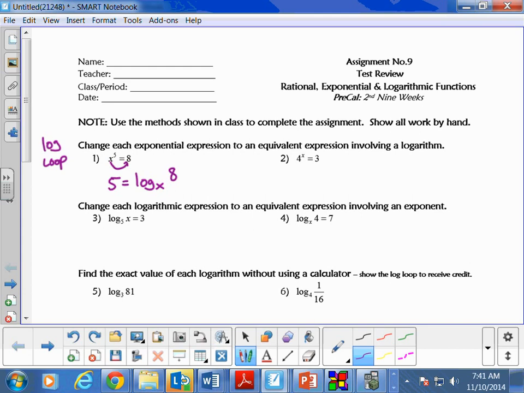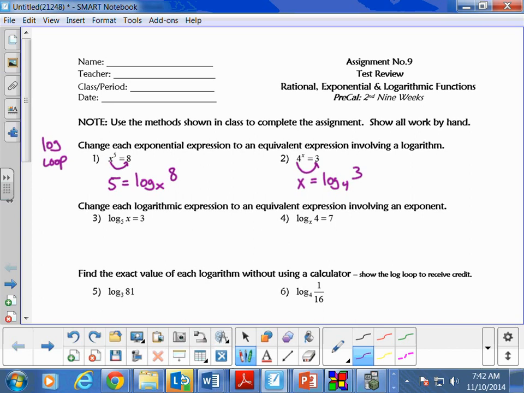Now, the log loop is something you got to get comfortable with. So when I log loop this one, I'll get x is equal to log, the base becomes the new base for the log, 3, and the exponent in itself is the one that becomes the equals. So you're going to have to get comfortable with that process when you do the log loop.